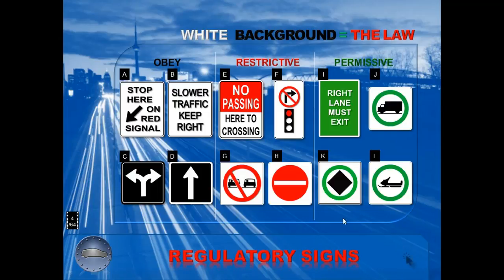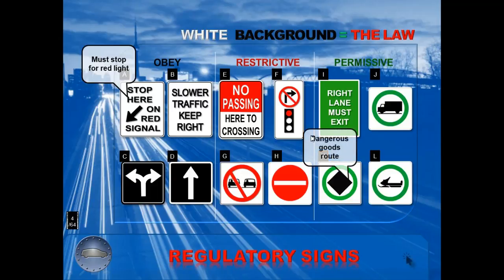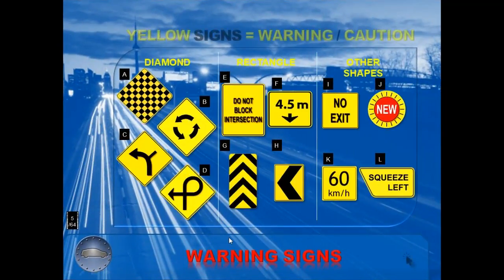Like I said, this is new, reminding you that there are things to click. So if I actually wanted to click on, let's say, stop here on red, what does it mean? Well, it must stop here on red light. Oh, I don't know what K means. Well, I go in here and click on the sign, K, dangerous goods route. And that's how you get access to all the answers in this program.